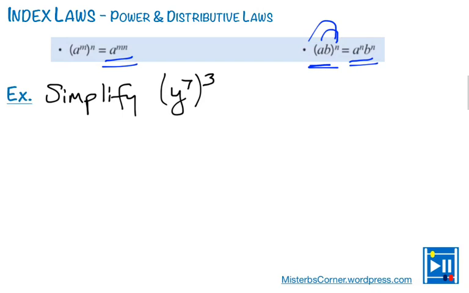Simplify y to the power of 7, to the power of 3. So this is where we are going to use the power law. We have to multiply these powers to simplify it to y to the power of 21.